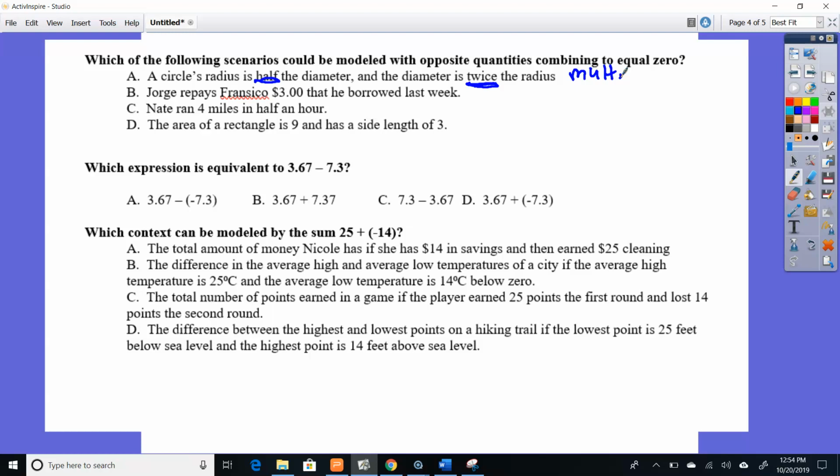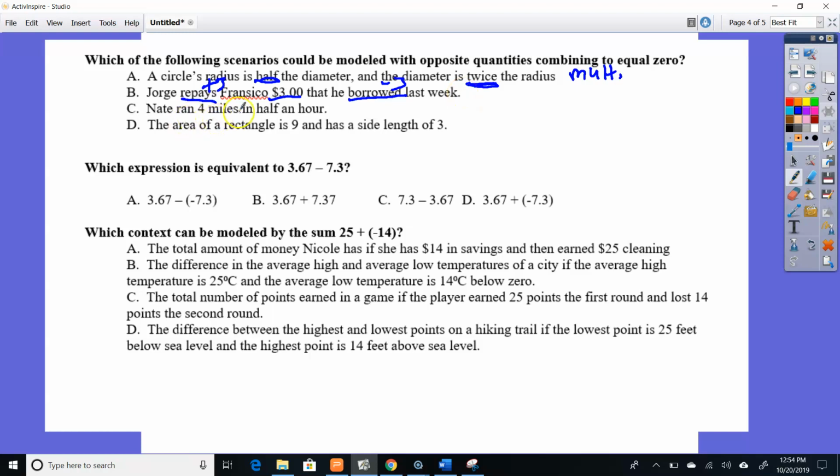So let's see. Jorge repays Francisco $3. So he's giving him $3, so that's positive 3. That he borrowed last week, so that would be negative 3. Okay, so this is looking promising.